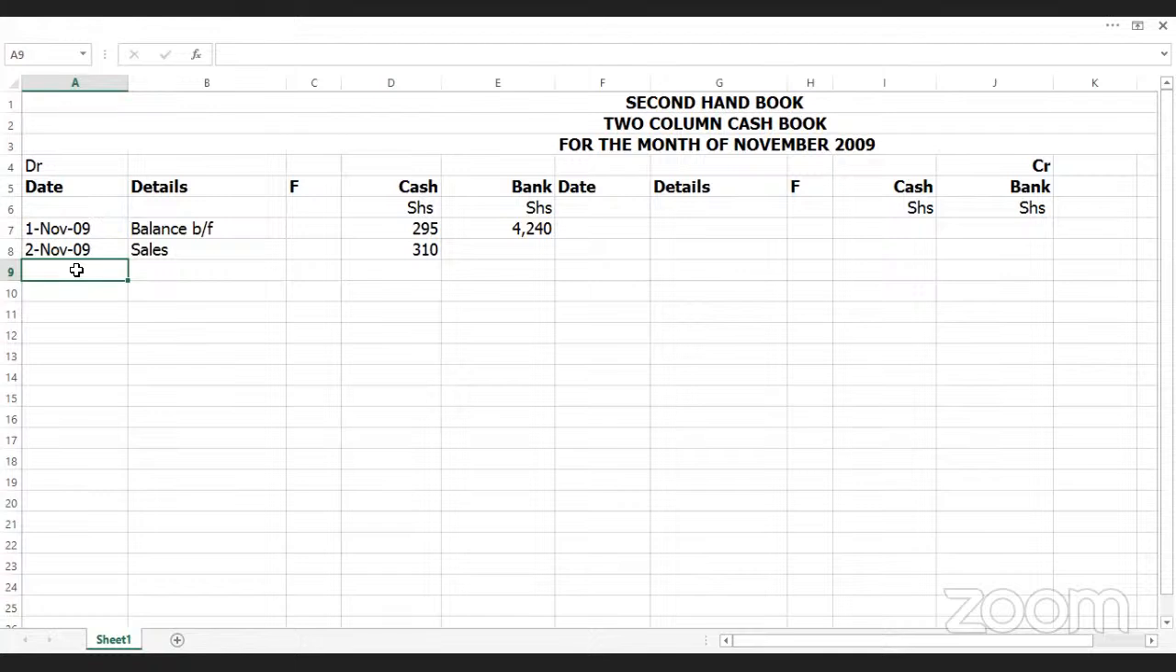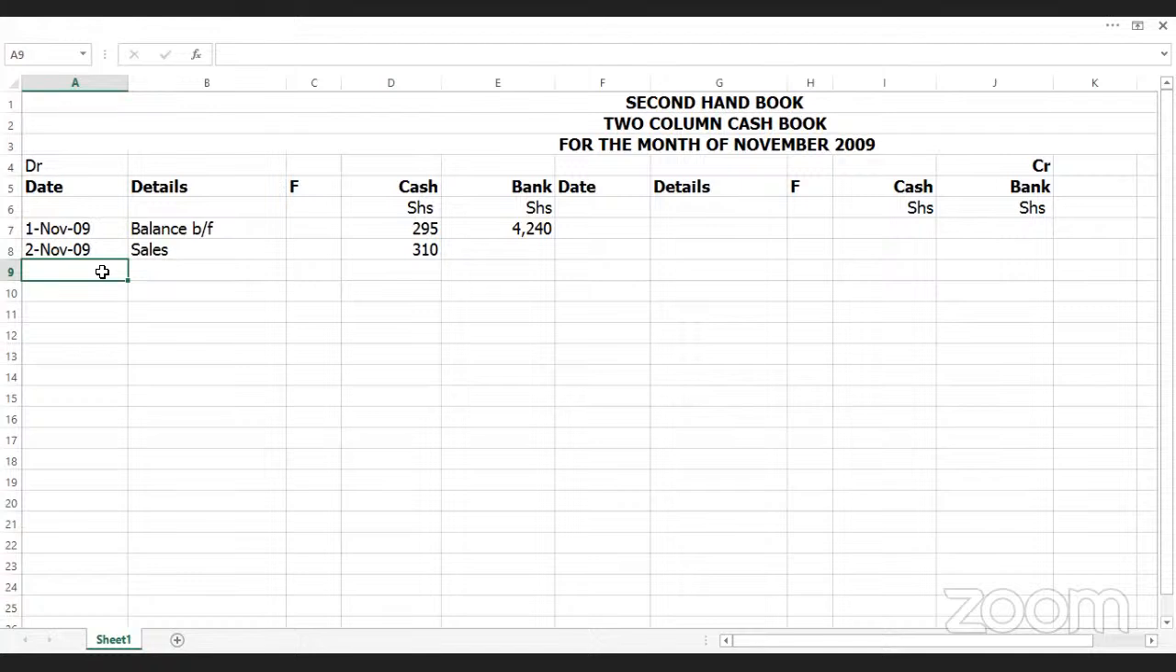The till is reducing and the bank is increasing. Cash is reducing and the bank is increasing. So yes, cash is affected. Okay, Caleb, cash is affected. So this is a contra.